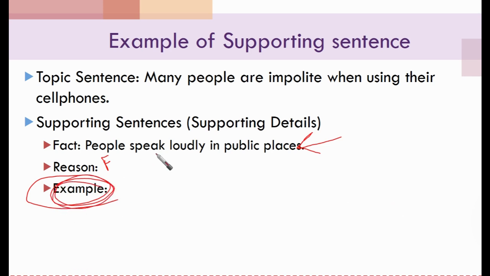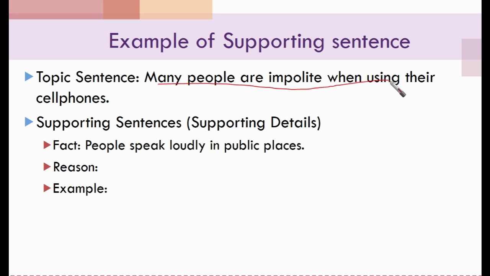But before you go over examples, you're going to talk about reasons. What are the reasons that people speak loudly in public spaces? Or what are the reasons why people are so impolite when using their cell phones? Okay, you have to be creative, think. Also, it's better to write on transitional words so you can make better flow in this body paragraph. Okay, so that's your topic sentence 1. Many people are impolite when using their cell phones.